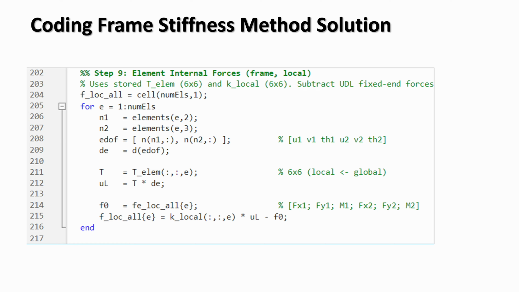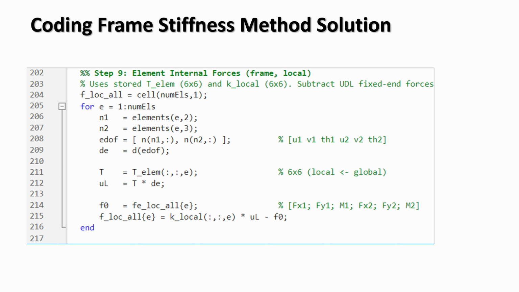However, since our elements may also carry uniformly distributed loads, we already included those in the global load vector. Those UDLs create their own fixed end forces in the local system, which we stored earlier in F loc all. To avoid double counting, we now subtract F0 equals Fe loc all from the stiffness-based forces. This correction ensures that the final internal forces reflect the combined effect of all external and distributed loads without duplication.